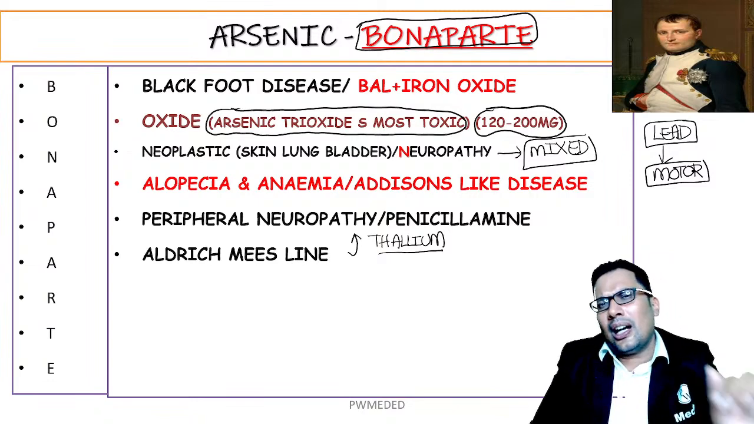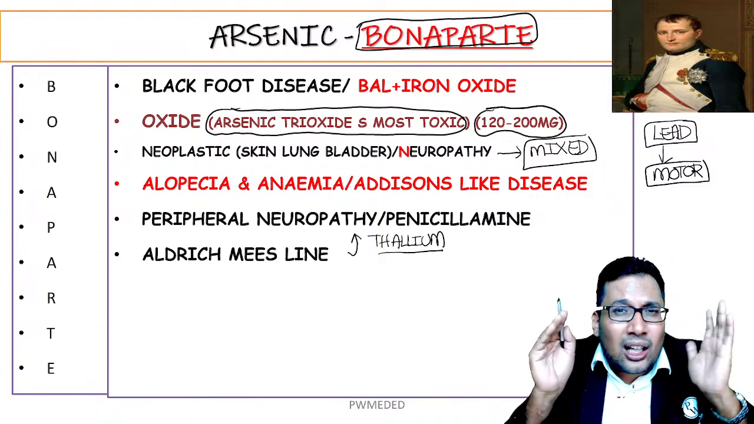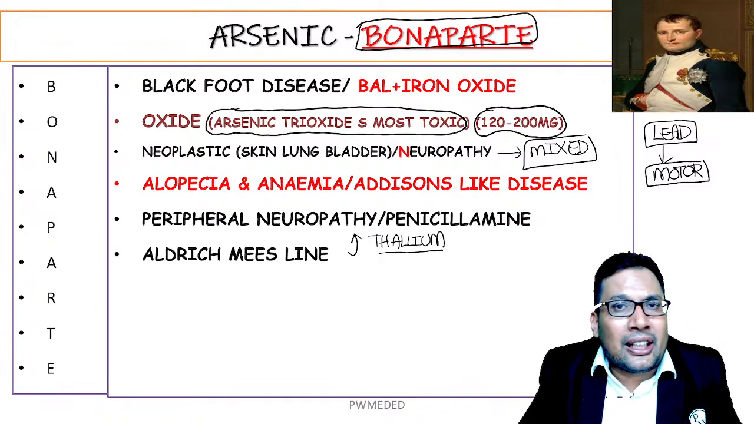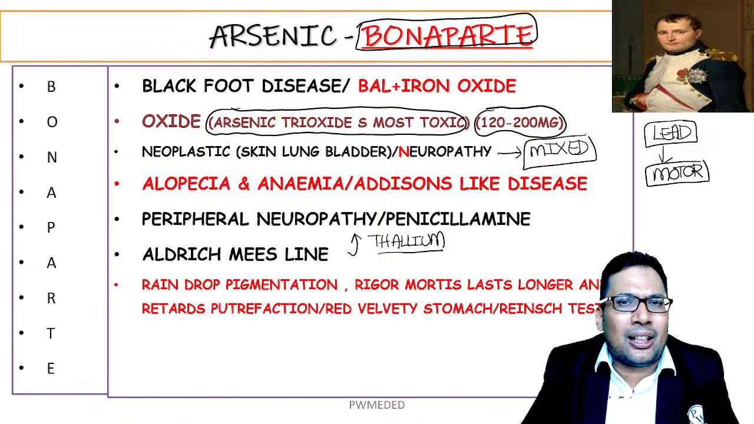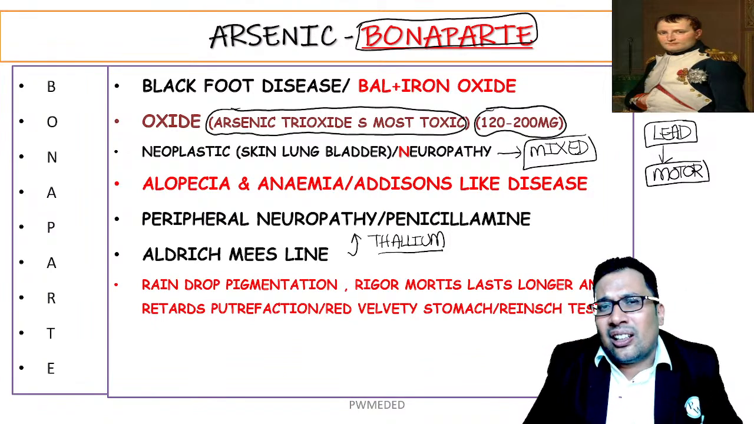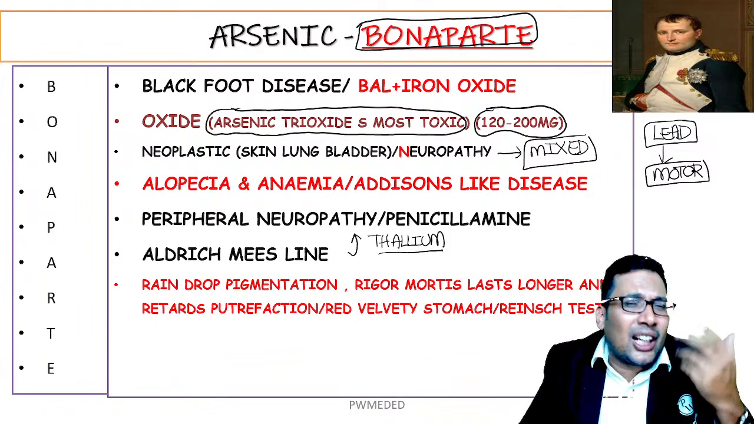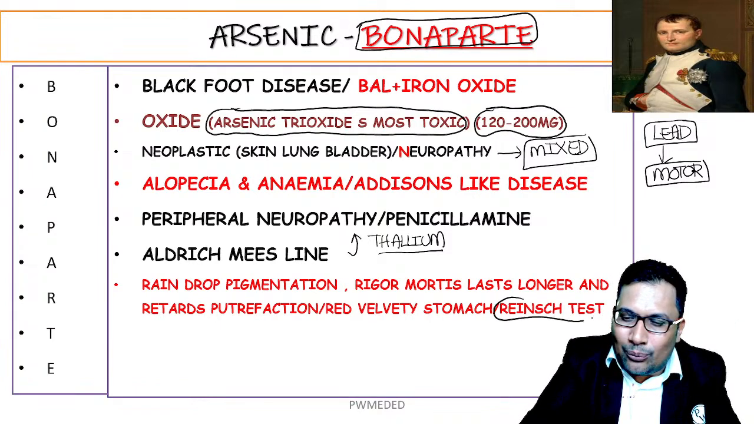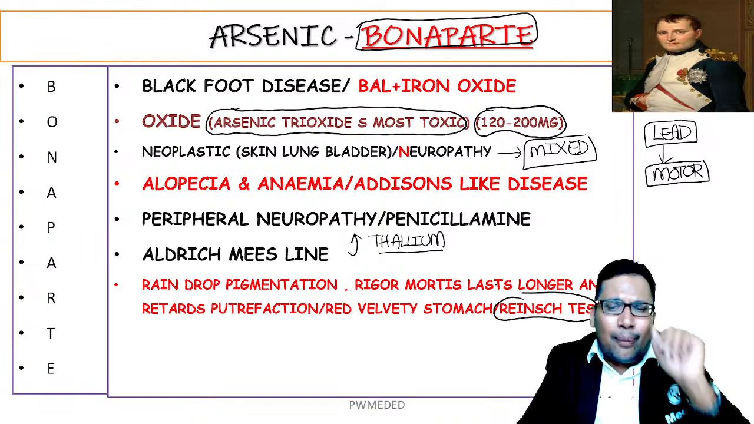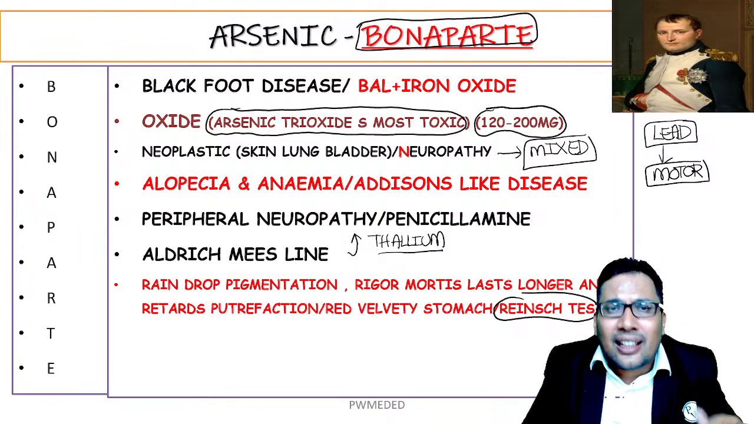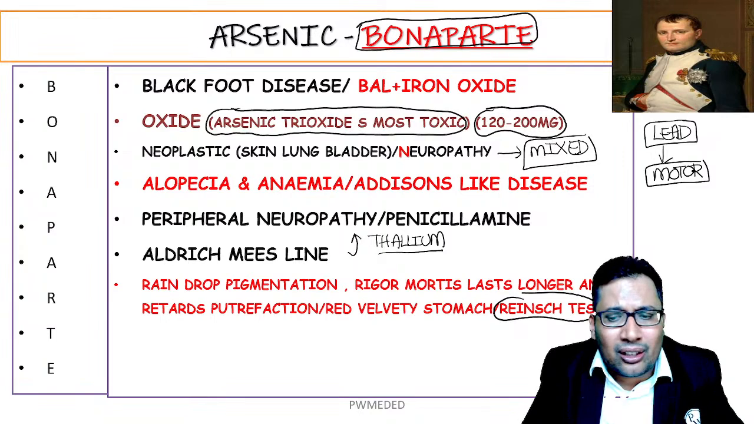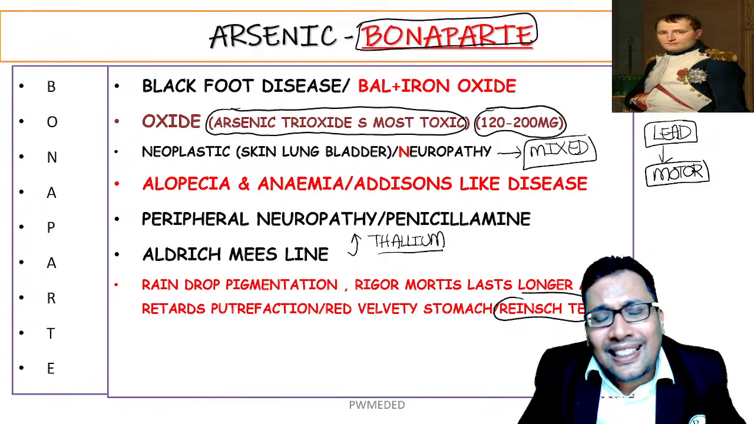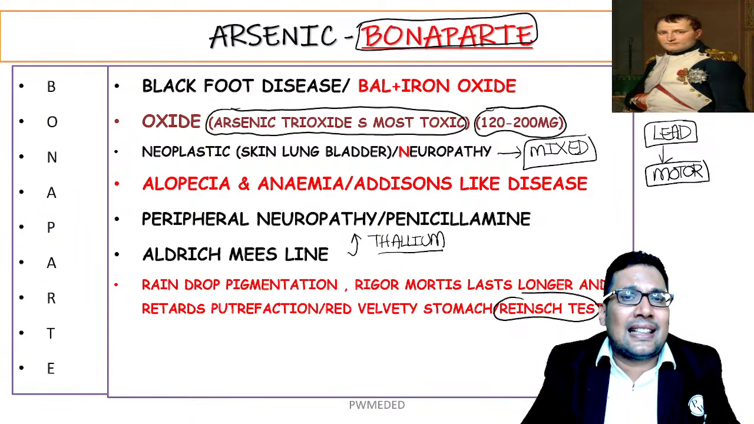Next, R. Remember, whenever I think about R in arsenic, it is triple R and R: raindrop pigmentation, rigor mortis lasts longer, retards putrefaction, red velvety stomach, Rin's test. All this can be asked in the exam. Okay, 4 R are there. Raindrop pigmentation, rigor mortis and retards putrefaction for longer, red velvety stomach, Rin's test, all these are the examples for that.